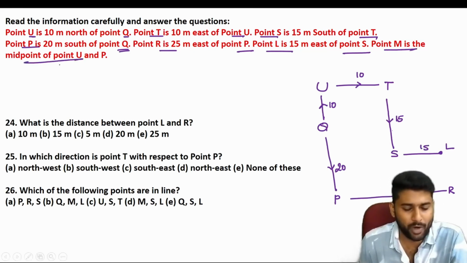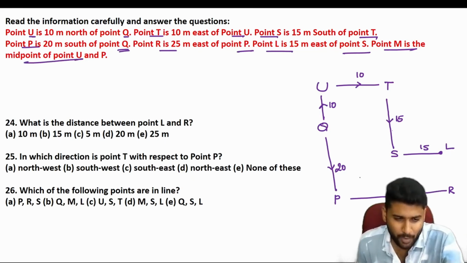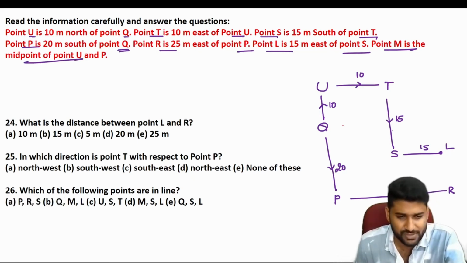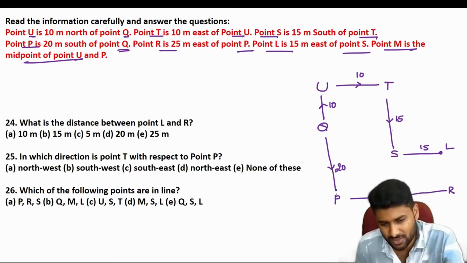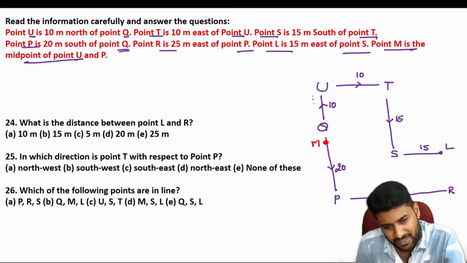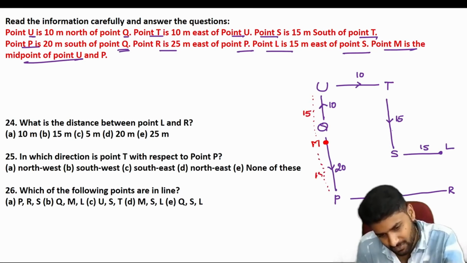M is the midpoint of UP. Now I will take a different color to understand that. So from U to P, total distance is how much? It's 30. Now see, so this is the point. M is the midpoint means from here to here, distance is exactly equal to 15. From here to here, distance is exactly equal to 15.